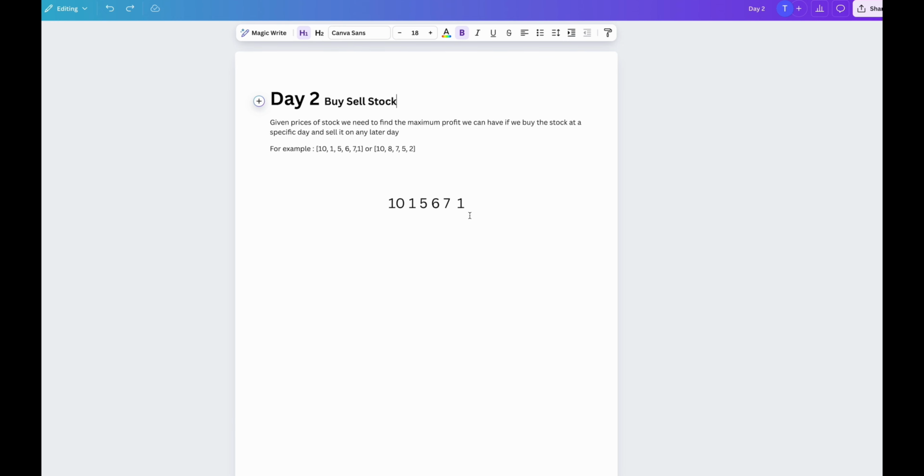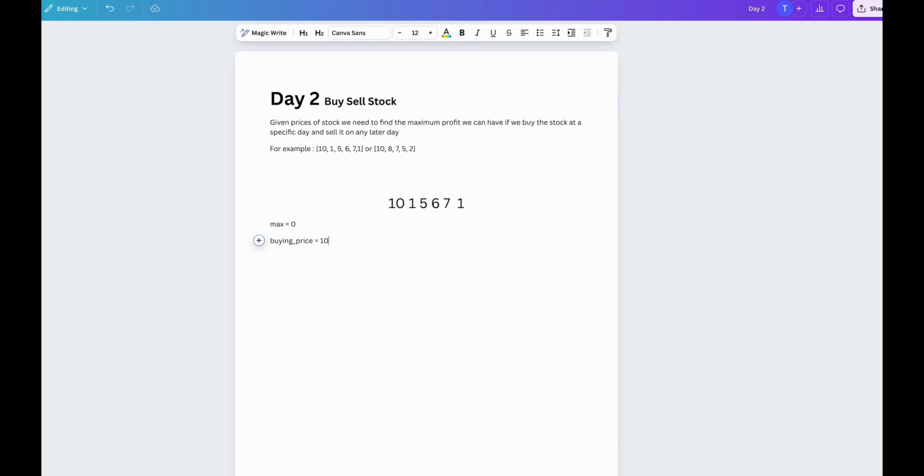Now in this case, the approach we are going to take is to use a variable to store our maximum profit. Let's assume we are using a variable called max, and initially it is 0, and we go with the assumption that we have bought the stock on the first day itself. So our buying price is going to be the value at index 0, which in this case is 10.